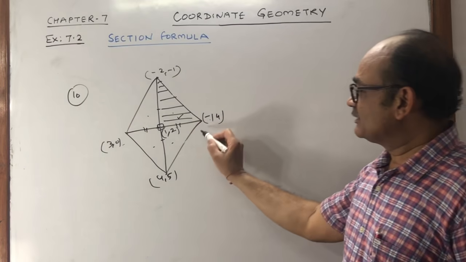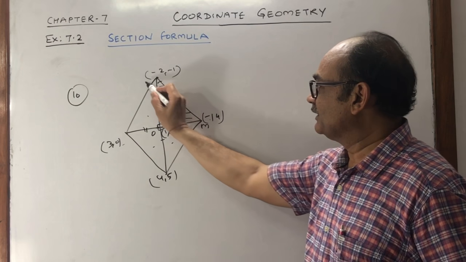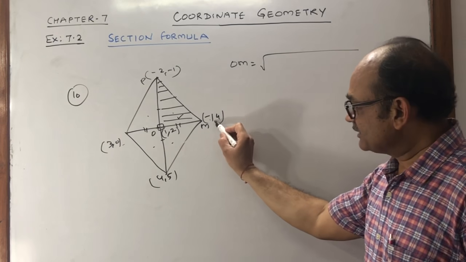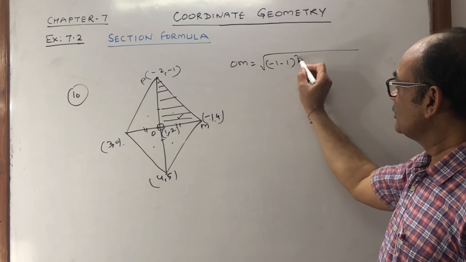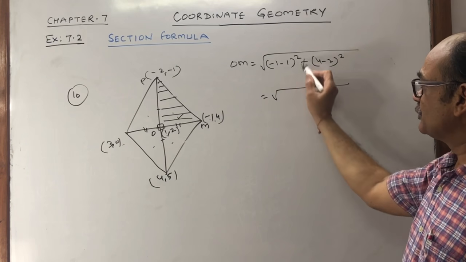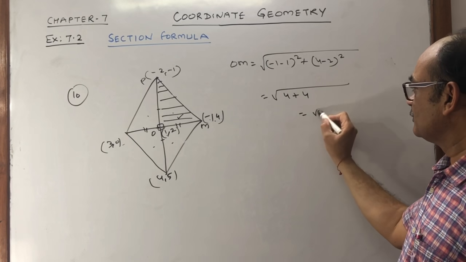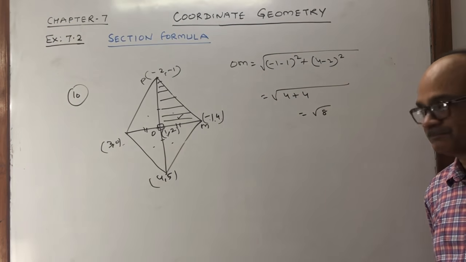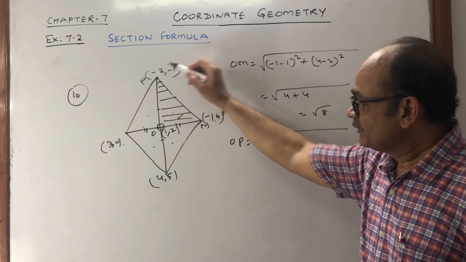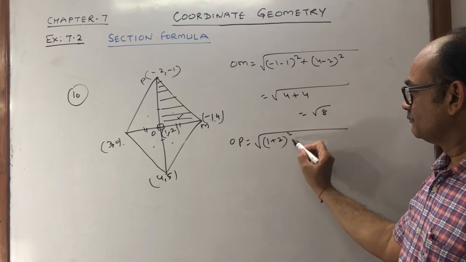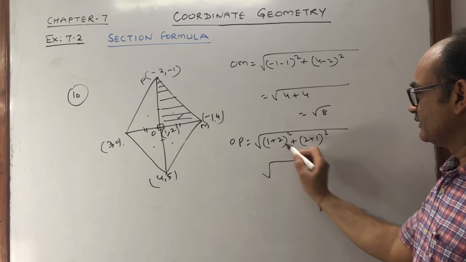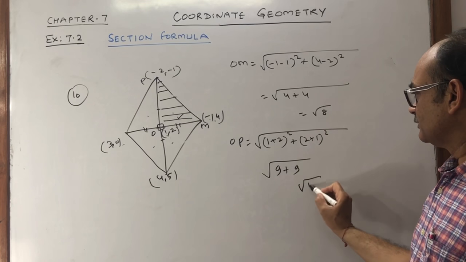What is the length of base, by the way? OM equals under root this minus this, the whole square, 4 minus 2, the whole square. It is nothing but 2 square, that is 4, and 2 square, that is 4, root 8. Clear? What about OP? Applying the same formula, 1 minus of 2 and 2 minus of, what we are getting, 9 plus 9, root 18.